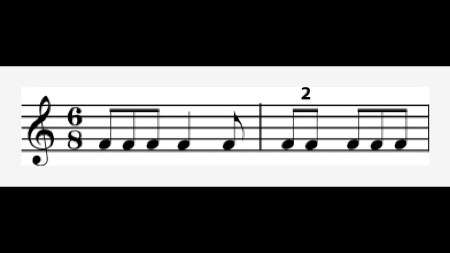In a compound time which normally divides a beat into 3, the borrowed division may divide the beat into 2, as in a simple meter. You may also see duplets in swing music.